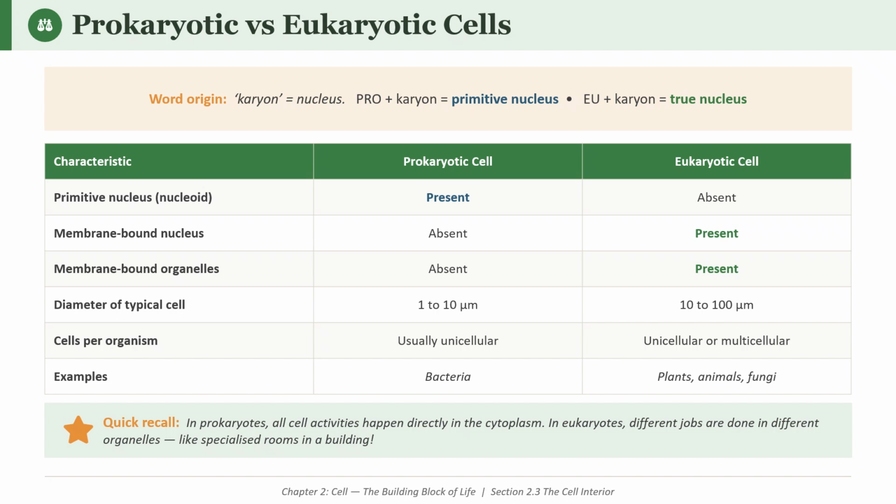But what is the main difference, children? In prokaryotes, all activities occur directly in the cytoplasm. But in eukaryotes, different organelles perform specialized functions. Thus, eukaryotic cells are more advanced and efficient.